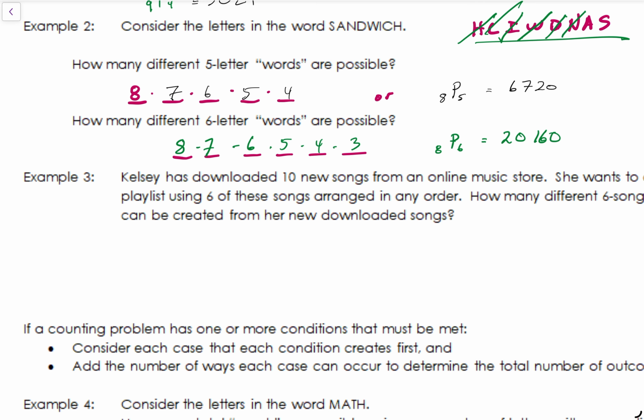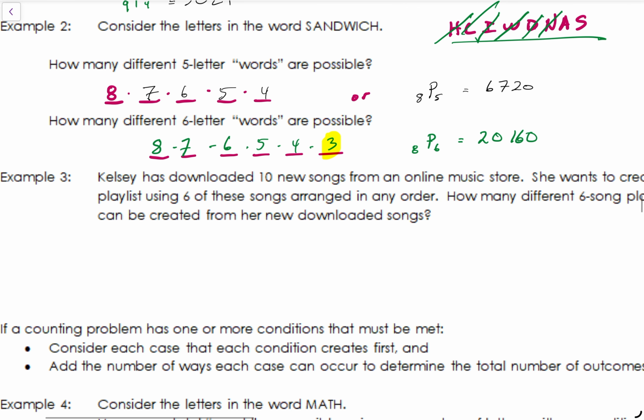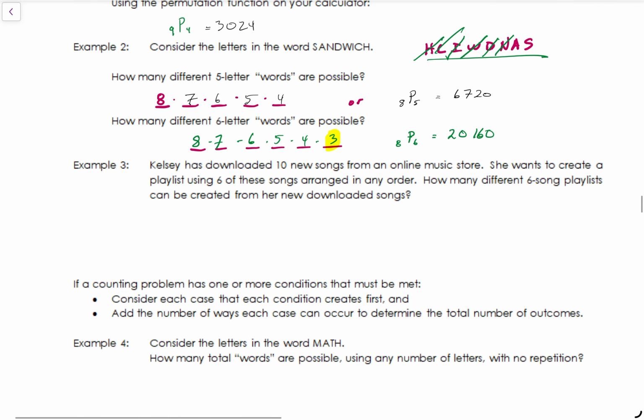Now, to go from the first example where there's 5 letters to 6 letters, really what we're missing is a factor of 3 that we multiplied to. But regardless, great work.